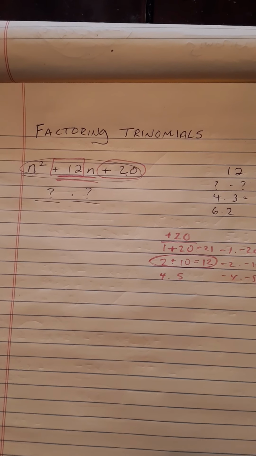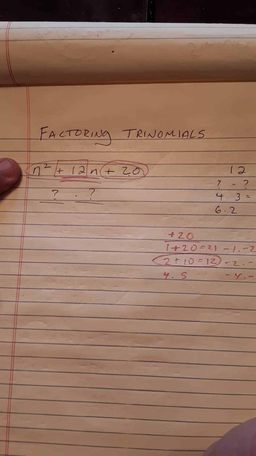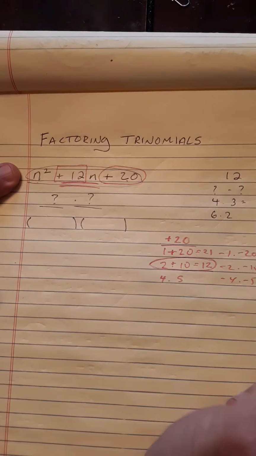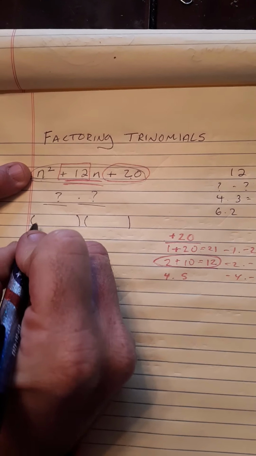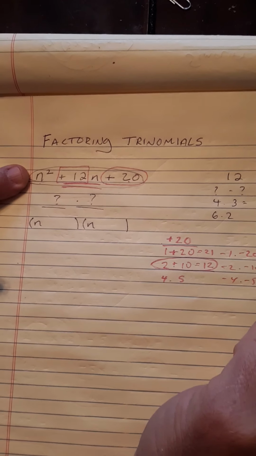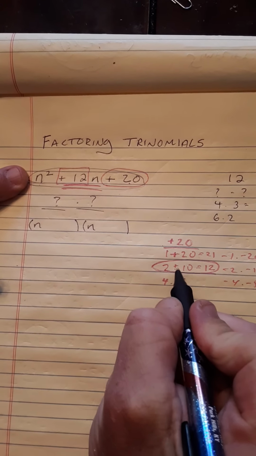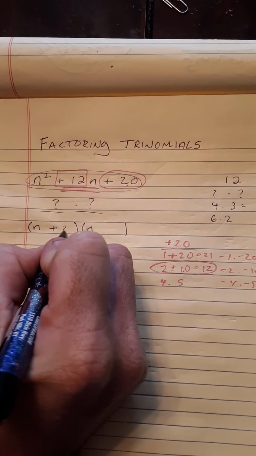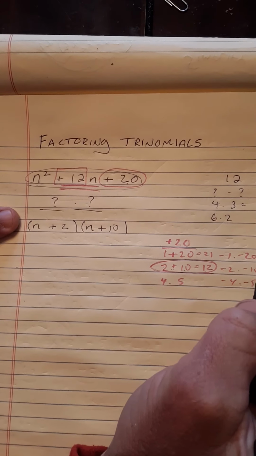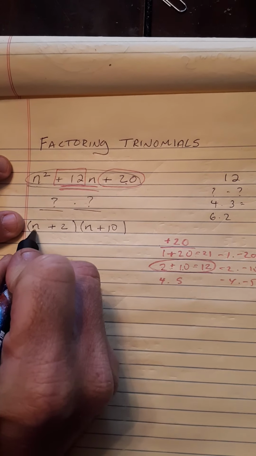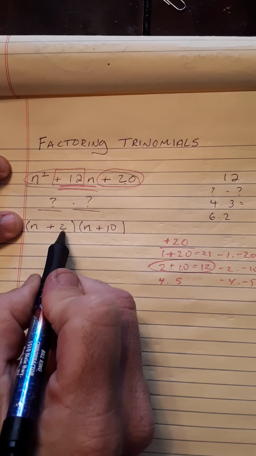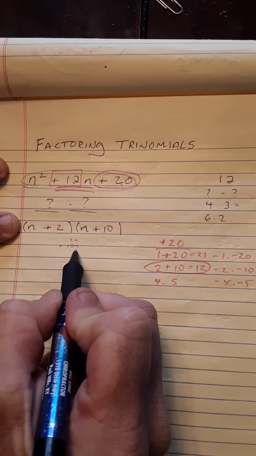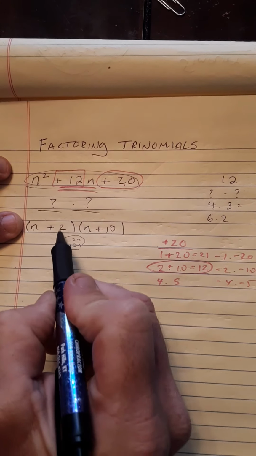So, the only thing that gives you a trinomial when multiplied together are two binomials. And we know there's only one thing that'll give you n squared, and that's going to be n times n. And then since 2 plus 10 is 12 and 2 times 10 is 20, I'm going to put a plus 2 plus 10. And now we could check our answer, because n times n is n squared. 2 times n is 2n, n times 10 is 10n, and together they give you that 12n, and 2 times 10 is 20.